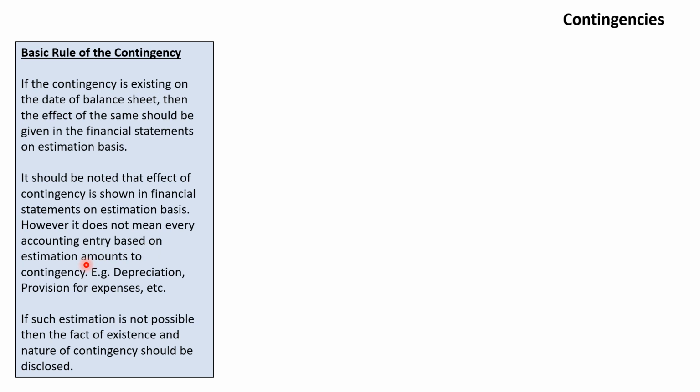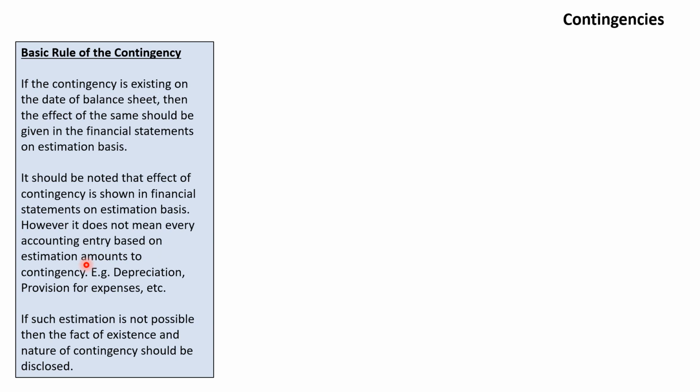We may pay, we may not pay. That is not the case. We will pay. So depreciation or provision for expenses which are recorded by us in the P&L account in the financial statements on estimation basis, they do not become contingency. For contingency, the event is already there, the outcome is uncertain. Therefore, the uncertain outcome is recorded by the management by using estimation. That is called contingency.